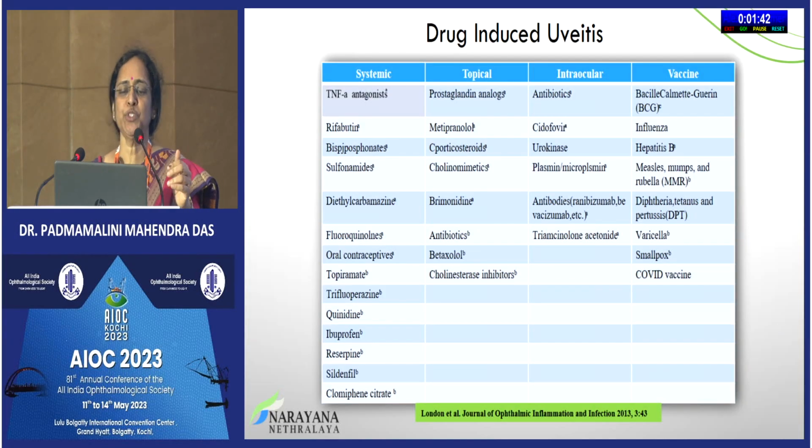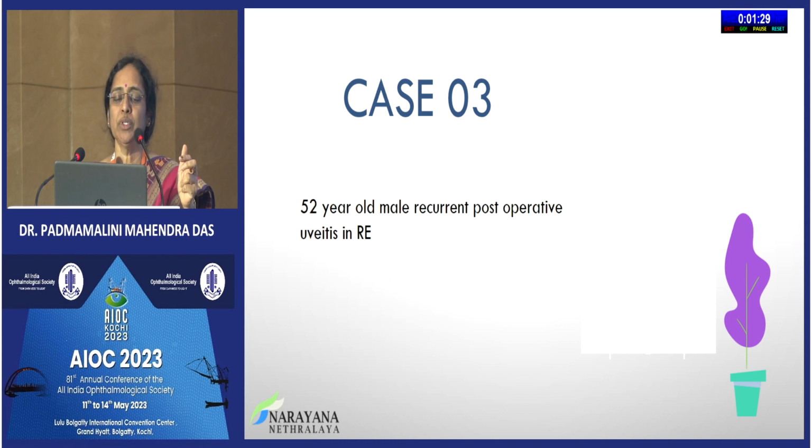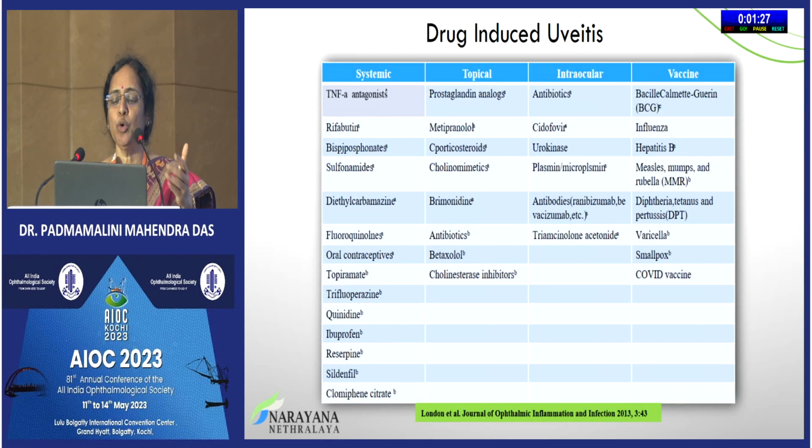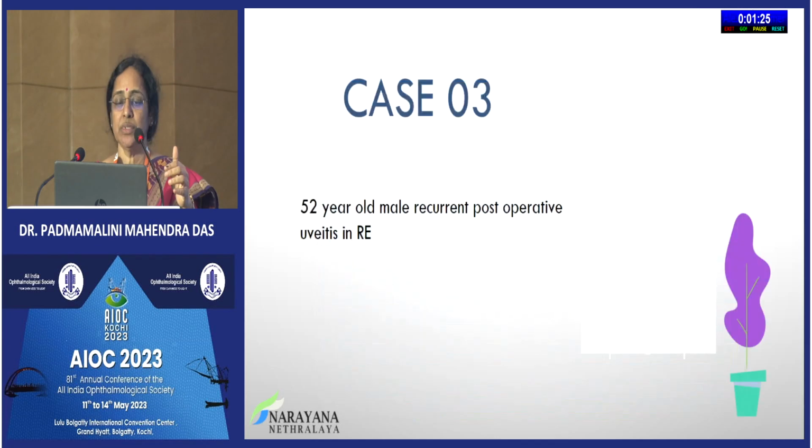This is a drug-induced uveitis due to various agents like prostaglandin analogues, contraindicated in uveitis, and quinolones, especially the systemic ones, can cause BARDI-like syndrome. Recently, among the vaccines, COVID has also been listed.